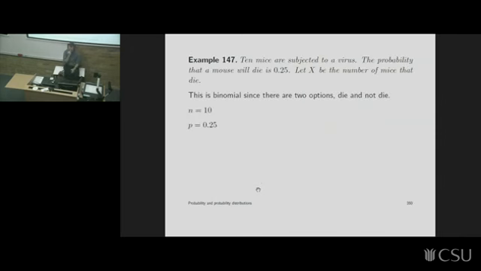So, an example other than the coins example. Or mice. Ebola, I do think. So, 10 mice get subjected to a virus. There's a 1 in 4 chance, or 0.25, a 25% chance, that the mouse will die. Ebola, Zika virus. Then you can work out a variable, the number of mice that die from the 10. What are the possible values that X can be? There are 2 options, die and not die. So each mouse has 2 options.